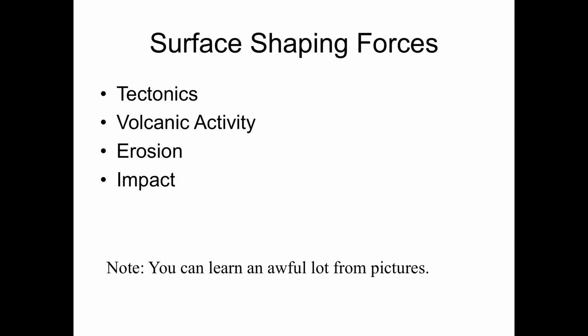So the Earth's been around for these 4.5 billion years, and where did its current surface come from? What is it that's shaping the surface of the Earth? And there really are 4 major events that affect the surfaces of all the Earth-like planets, what we call tectonics, otherwise known as continental drift, volcanic activity, erosion, and impact. And we'll learn about these by looking at pictures of some of these bodies.